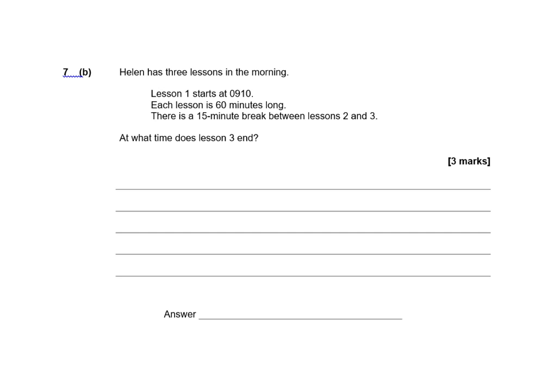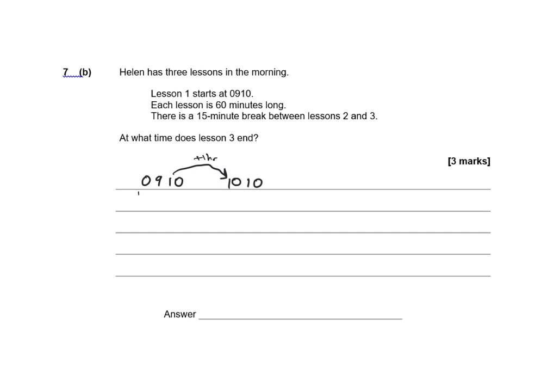So again, doing another time calculation. The first lesson starts at 9:10. Each lesson is 60 minutes long. So if that's the start of lesson 1, then the start of lesson 2 is going to be at 10:10, so plus an hour there.